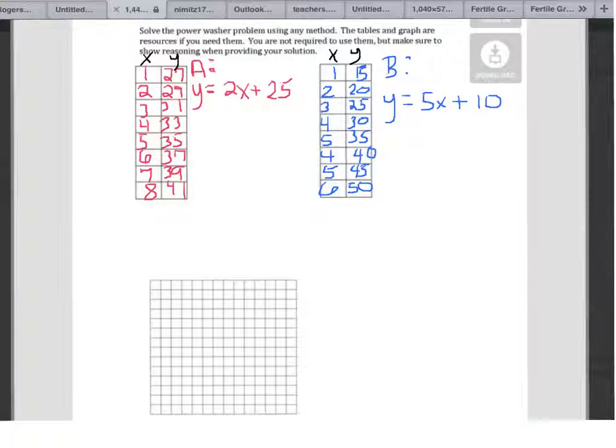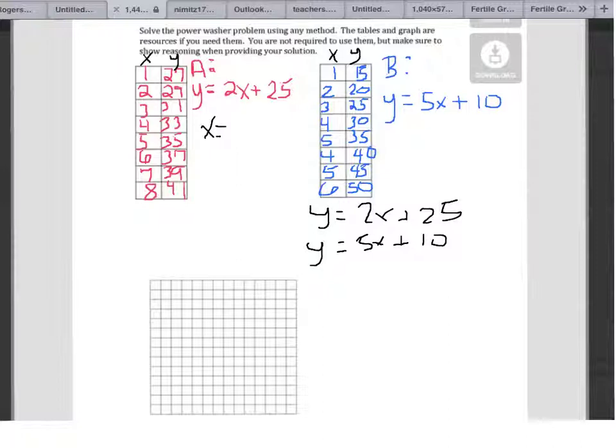And then I said, well, another method you could use is that if you had y equals 2x plus 25, and the other equation, I'm just using the same problem with a different method, y equals 5x plus 10. Well, we know that x was defined in this case as the number of hours, and y was defined as the cost of the power washer. And we can see from the table easily with these numbers that at 5 hours the power washer costs the same, which was $35 at 5 hours.